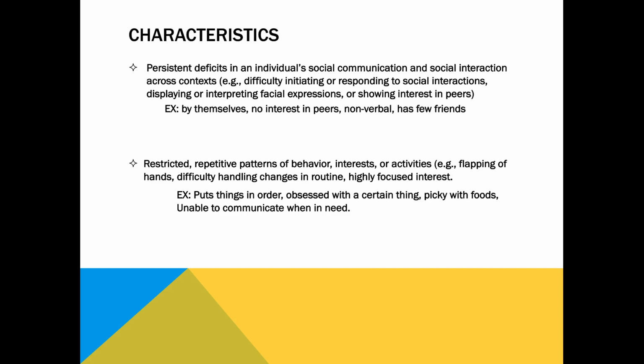Another characteristic, these are the two main ones. Within these two, there's a bunch of characteristics that go along with it, but these are the two main ones that are usually consistently found in all types of autism. Restricted repetitive patterns of behavior, interests, or activities, flapping of hands, difficulty handling changes in routine, highly focused interests. So, puts things in a particular order, obsessed with a certain thing, coloring, a certain toy, a routine, a food, picky with food, and unable to communicate when in need.